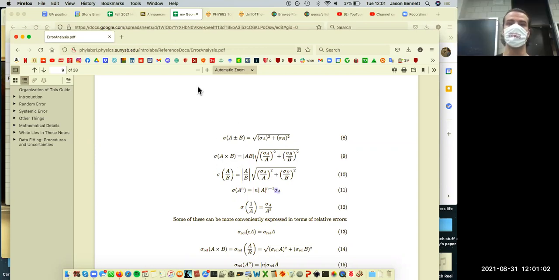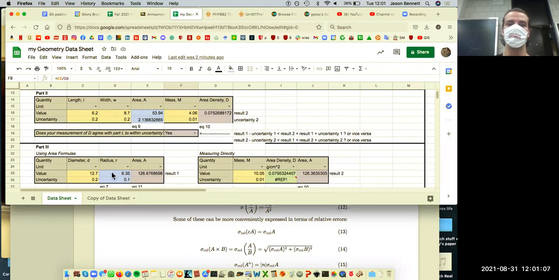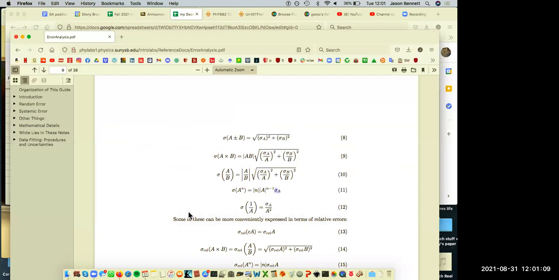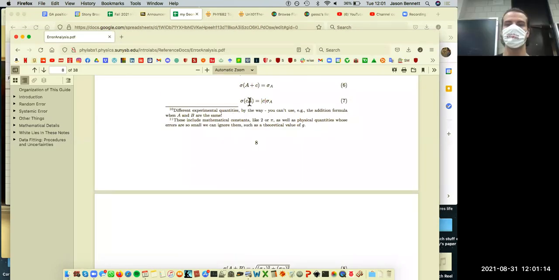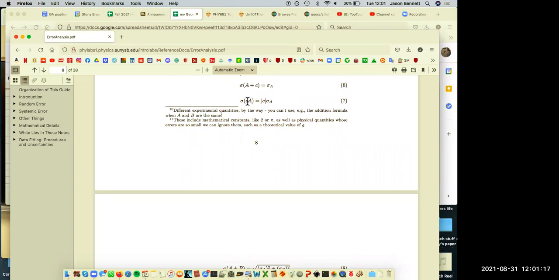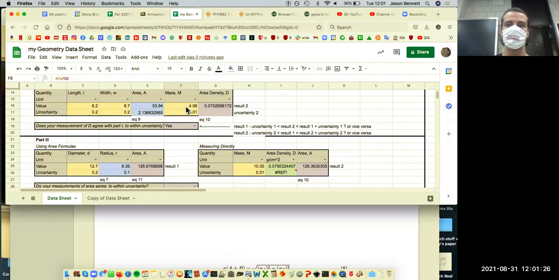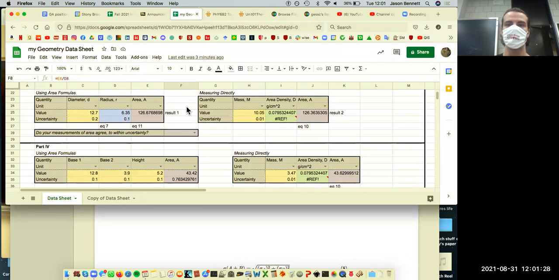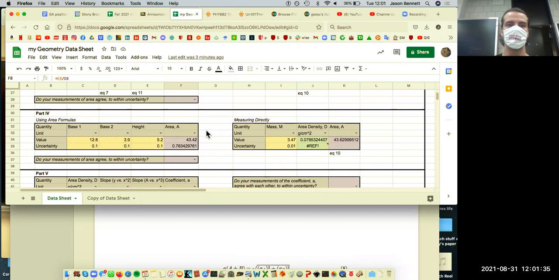Well, actually not directly, because if you see here, you're measuring the diameter and you're dividing by two. So how do you handle that? Up here. If what I'm measuring is the diameter divided by two, so C is one half, the uncertainty of the radius would be one half times the uncertainty of the diameter. Let's see, what else do we need? A particularly hard one is the uncertainty of the area of the trapezoid.